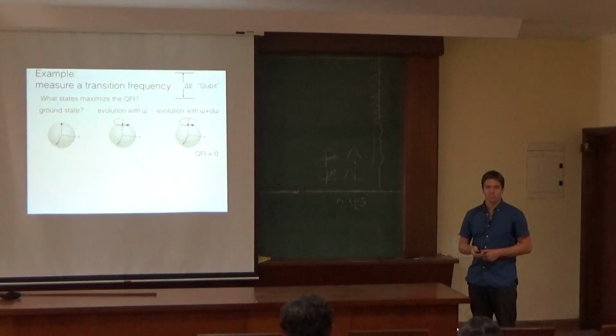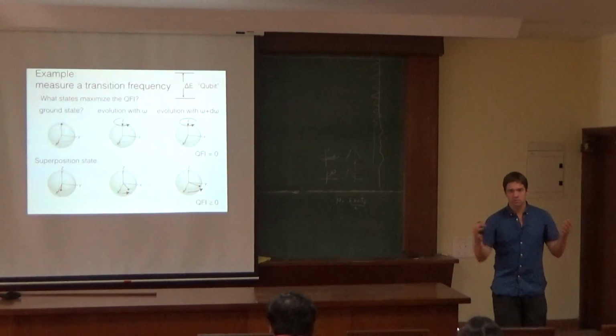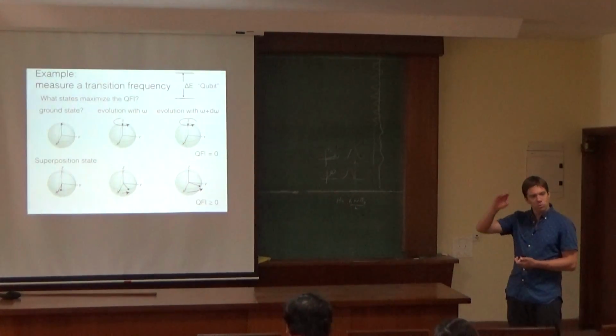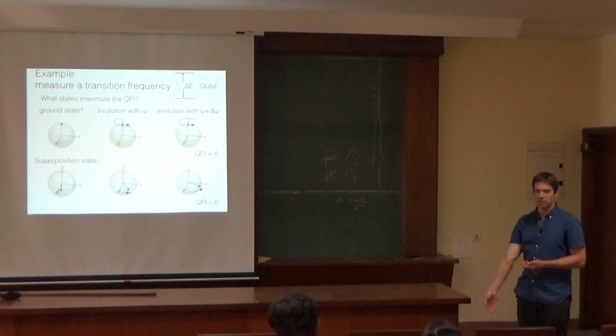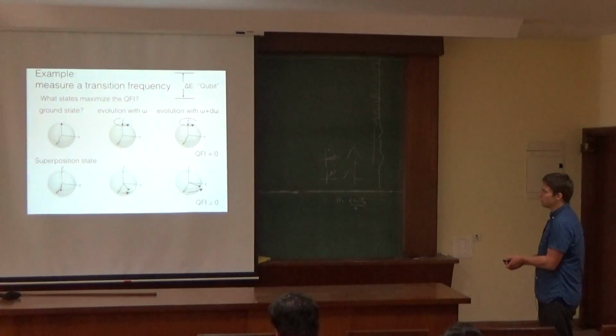As you might know, the way you measure the frequency difference, and this is how it's done in the cesium clock, is with a superposition state. You make an equal superposition of the ground and excited state. That's something like here on the equator of the Bloch sphere. Then when it evolves with omega, it precesses around the z-axis, and now you can see it change, moves around like this.